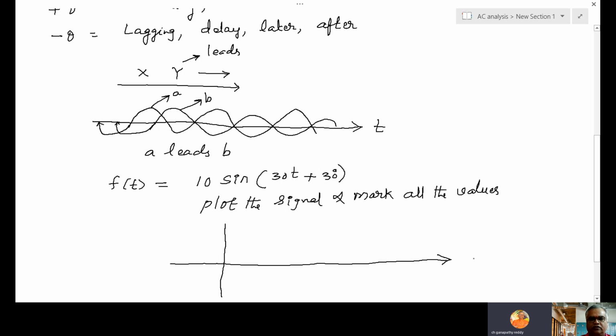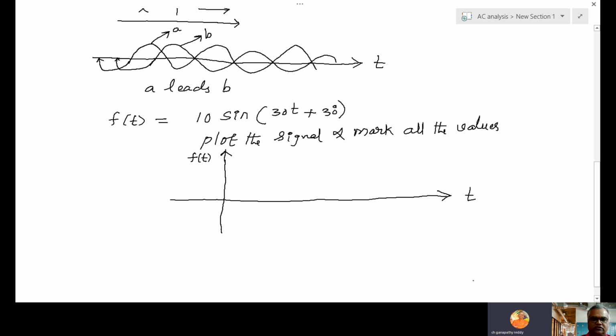X-axis is time, because we are plotting with respect to time, f of t. We are plotting f of t, so obviously the x-axis is time.